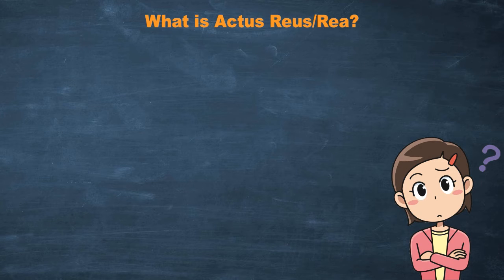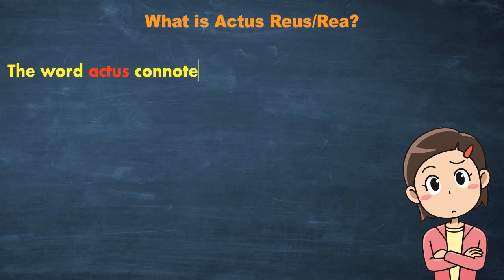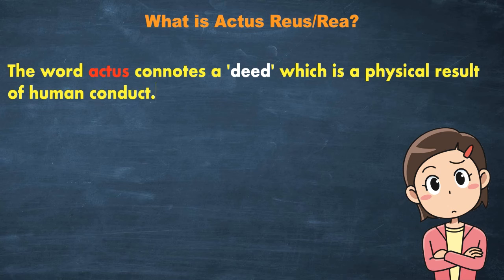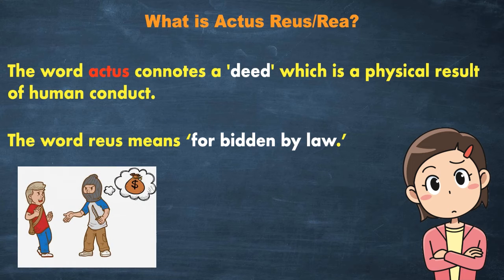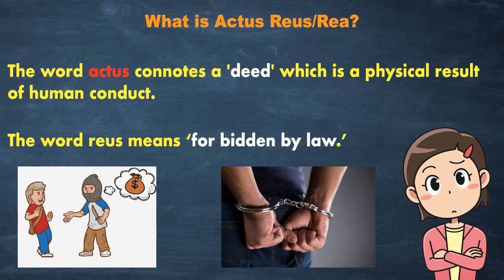Furthermore, we discuss actus reus. The word actus connotes a deed which is a physical result of human conduct, and the word reus means forbidden by law. So the action, the deed which is prohibited by the law, that is actus reus, which in common parlance means a guilty act.